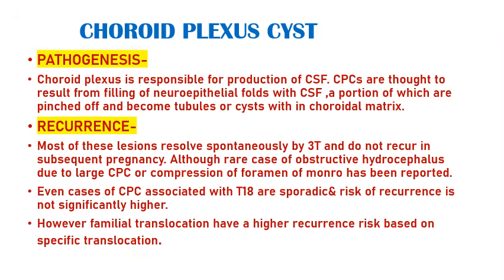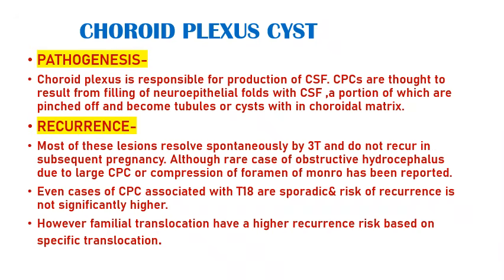How are they formed? The choroid plexus is responsible for the production of CSF. These cysts are thought to result from filling of neuroepithelial folds with CSF, a portion of which are pinched off and become tubules or cysts within the choroidal matrix. Most of these lesions resolve spontaneously by the third trimester and do not recur in subsequent pregnancy.